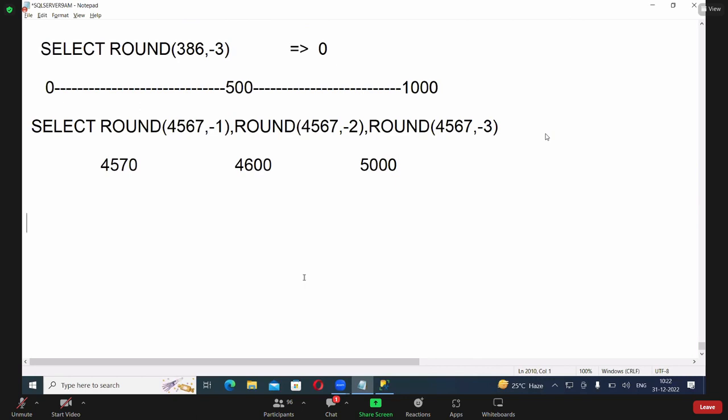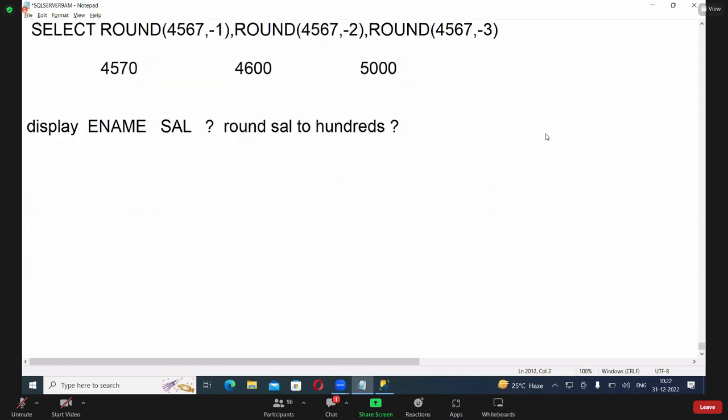Now, for example, I'll ask employee name, salary. Display name, salary, but round salary to what? Hundreds. Show the names and salaries, but round the salaries to hundreds. I don't want to see salary 1250. Round this value to hundreds. There is a salary 2975. Round this to hundreds. Don't show it like this.